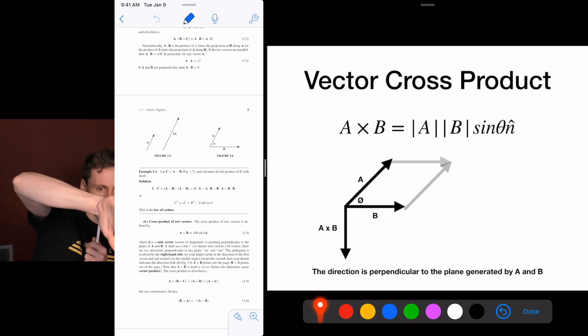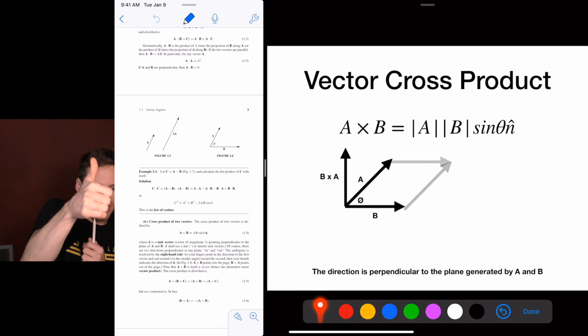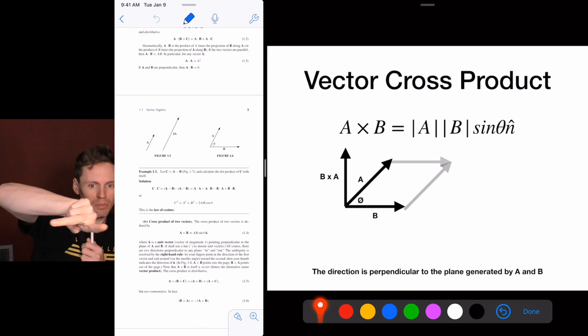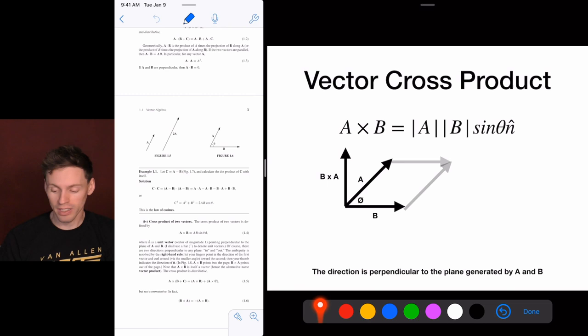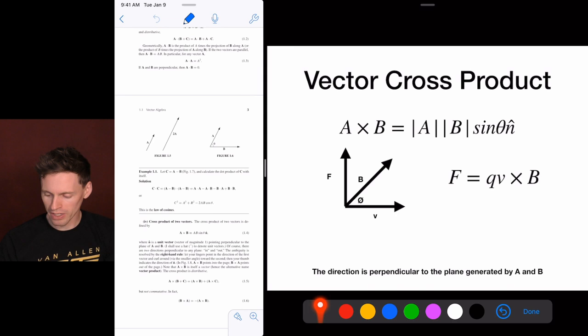A cross B is pointed down, and then B cross A is pointed up. It just has to do with which one's first. You put your fingers in that direction, then rotate into the next vector. And whichever one you're rotating, you always want to rotate like that. Okay, so that's the right-hand rule there. So the cross product, what is it? It's the area of these two vectors, and then pointed in a direction perpendicular to that plane.